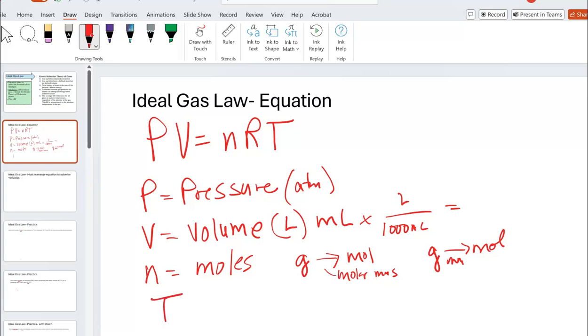I'm going to jump to T. T is temperature, and that has to be in Kelvin. So if you're given it in degrees Celsius, you're going to have to add 273.15 to get your temperature in Kelvin.